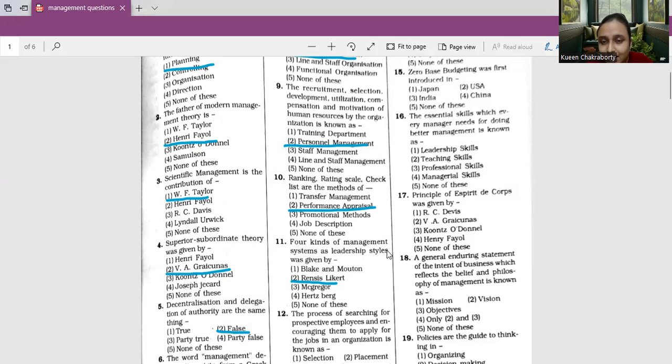So basically, the answer to this, for which we were discussing such a lot of things, is that zero-based budgeting was introduced by the USA. To be more specific, the US Department of Agriculture.